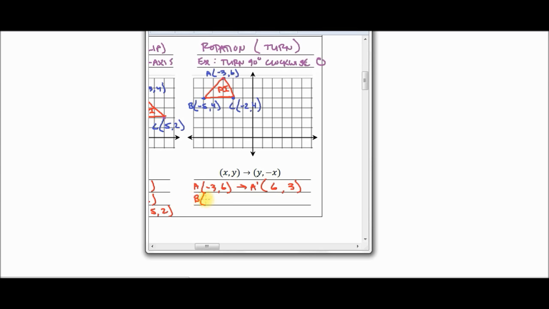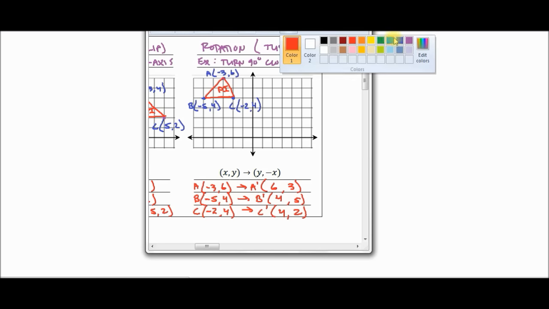Let's go ahead and do B. B was negative 5, 4. That means B prime is going to be 4. There's our y value, and now x is going to move to the y position but change sign, so 4, 5. And then our C value, which was negative 2, 4, is now going to change to C prime. The x value moves to the y position and changes sign. The y value moves to the x position and stays the same. There's our new points for our rotation.